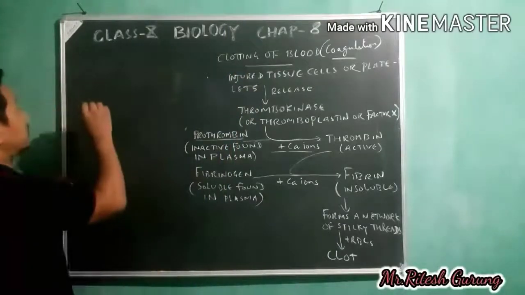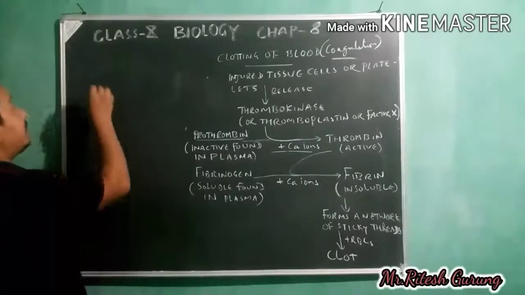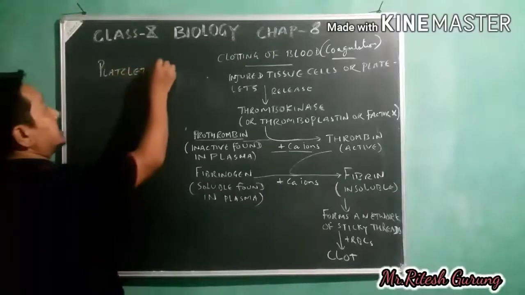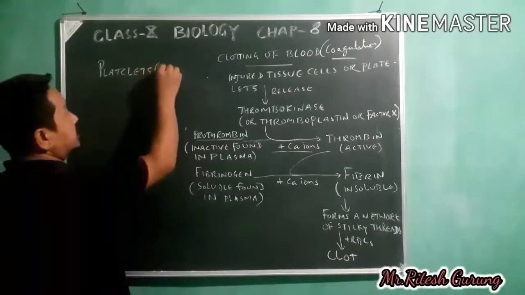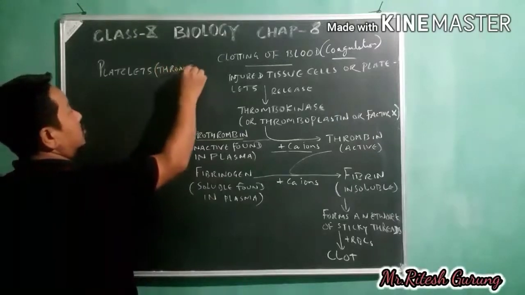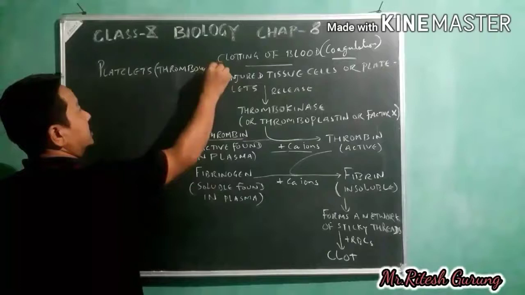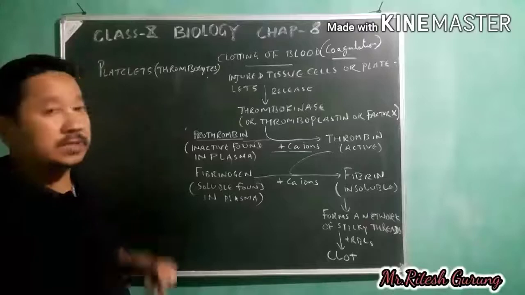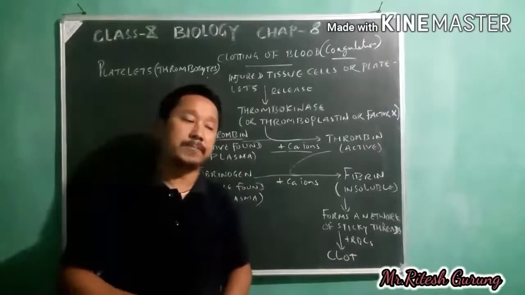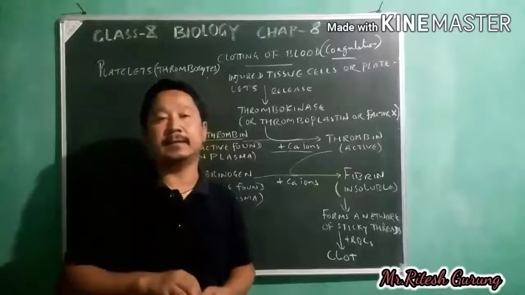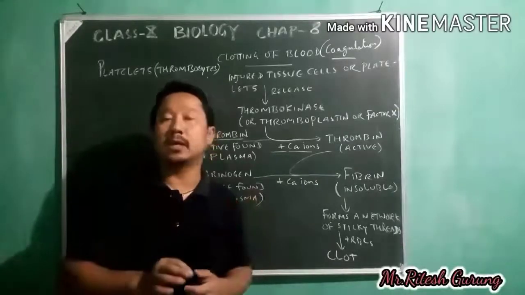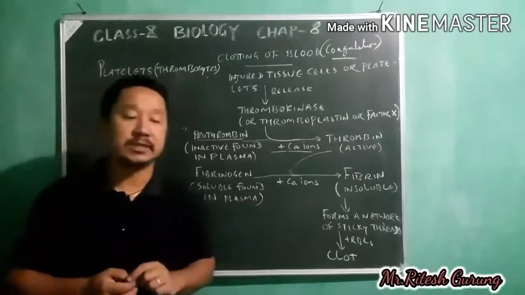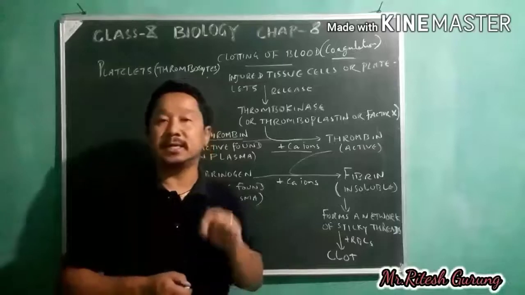All right. So the third type of blood cell that we have is platelets. Platelets are also called thrombocytes. These platelets or thrombocytes are another important blood cell, which are oval or round in shape. They are non-nucleated, which means they do not contain a nucleus.